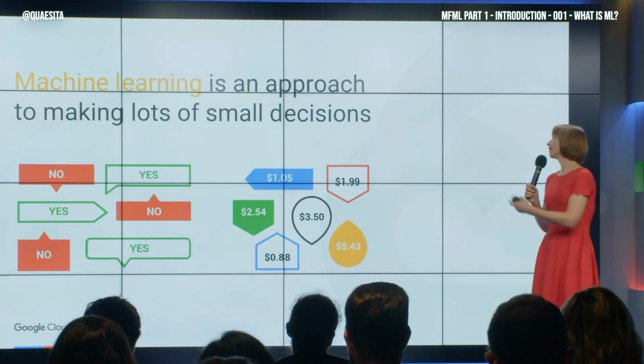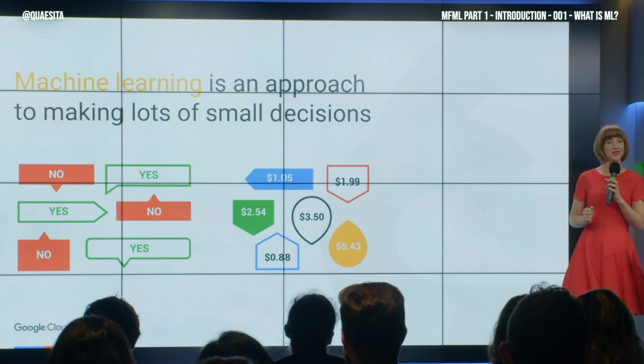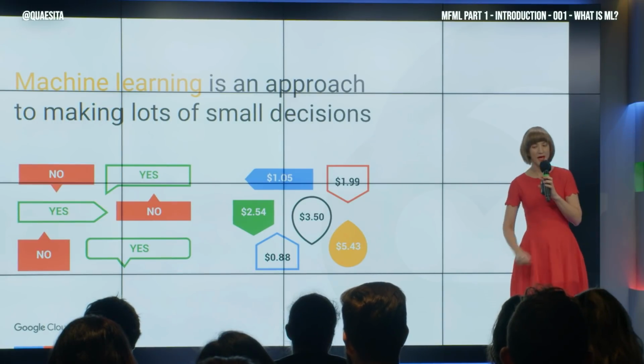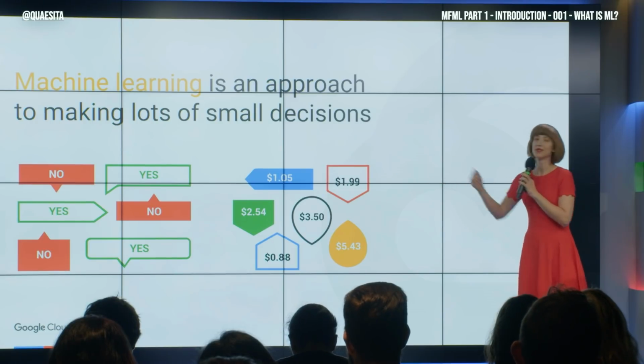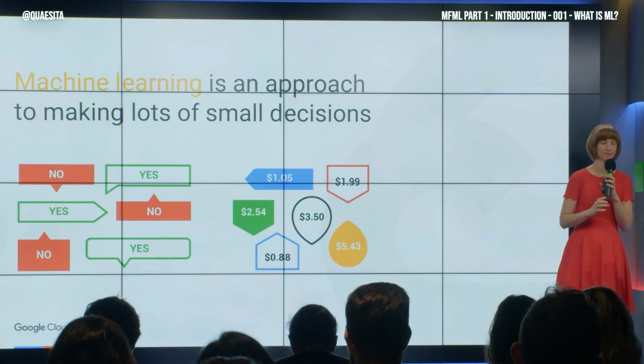Actually, let's just put it bluntly. It's something far less glamorous. Machine learning is a thing labeler, essentially. It's an approach to making lots of small decisions with data. Decisions like, is this email spam, yes or no? Or what should I bid on the next auction? How do I move a joystick?